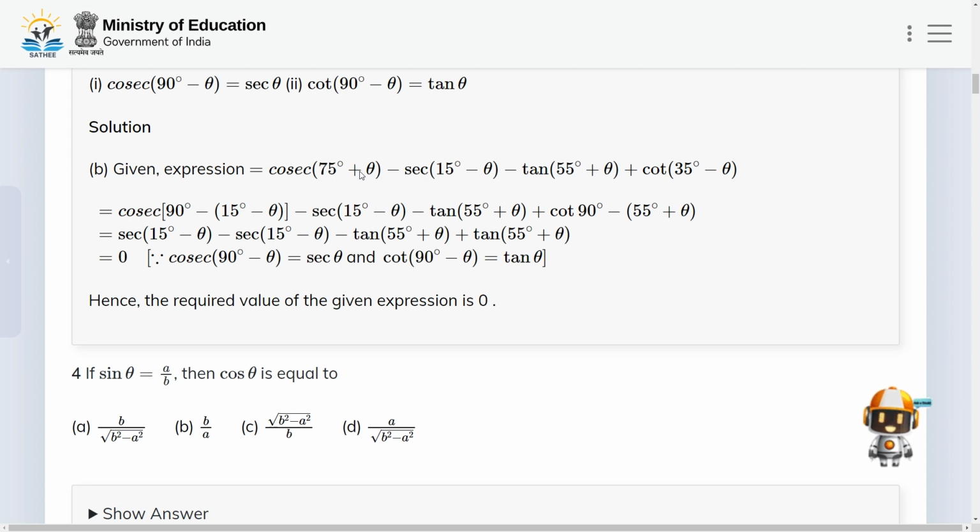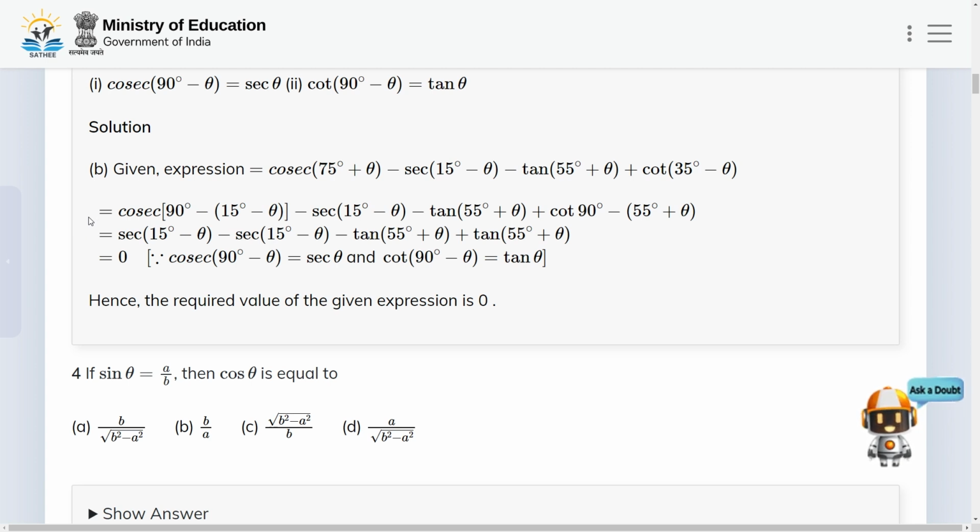Now if we use the formulas cosec(90° - θ) = sec θ and cot(90° - θ) = tan θ, from this we get sec(15° - θ), and from this we get tan(55° + θ). So this is equal to sec(15° - θ) - sec(15° - θ) - tan(55° + θ) + tan(55° + θ).